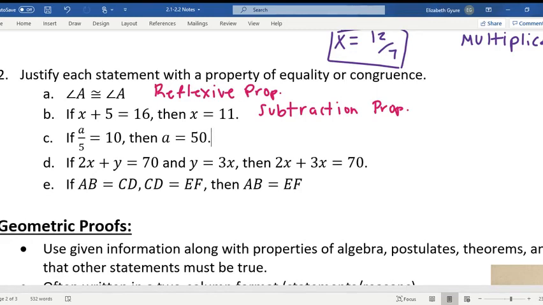If a over 5 equals 10, then a equals 50. What would you do to get from your hypothesis to your conclusion that a equals 50? You would multiply both sides by 5. So that's the multiplication property.